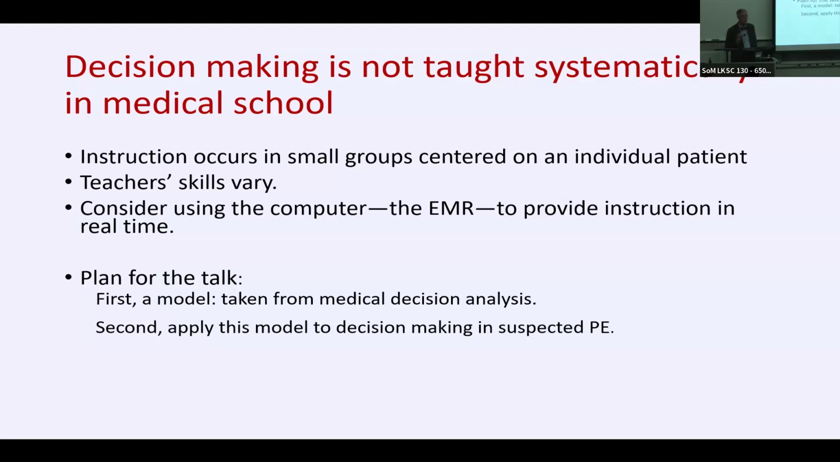Okay, so we're going to start off by talking about a model that's going to be kind of dry. I may stumble a little bit, and then we're going to talk about PE, which I know a bit about. I should mention, I gave grand rounds here when I left Stanford in 1988 to go to Dartmouth. I talked about pulmonary embolism. My dad was in the audience for that.